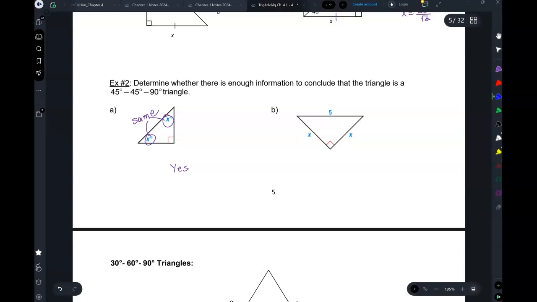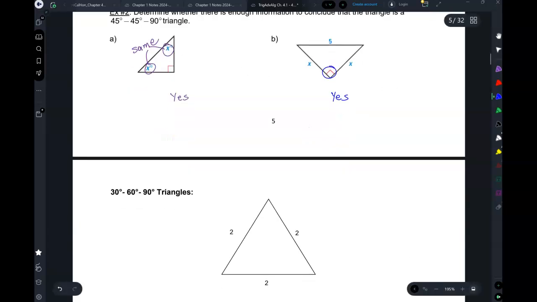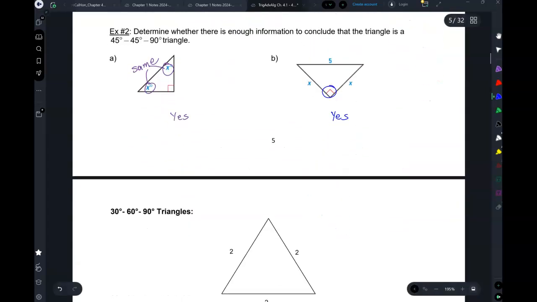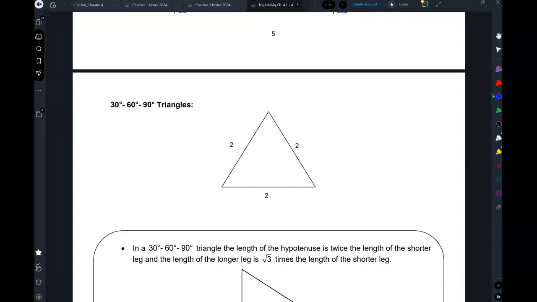So basically, a 45, 45, 90 is isosceles, right? How many sides are congruent in an isosceles triangle? 2. Okay, so take a look at this one. Does that qualify as an isosceles? Yes. And there is a 90 degree. So this is also a 45, 45, 90. If you don't have enough information, you can't do this calculation at all.